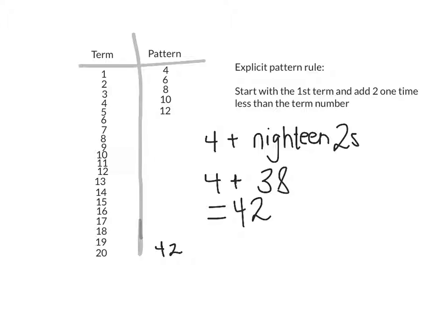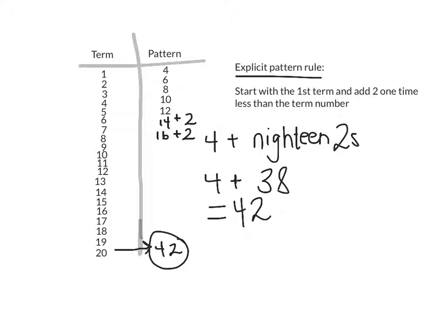Now if we went down and added 2 and 2, our 20th term, because of this explicit pattern rule, should be 42. This is just to show you that there are many ways to figure out patterns, and there are many ways to figure out the numbers when we have the relationship rules.